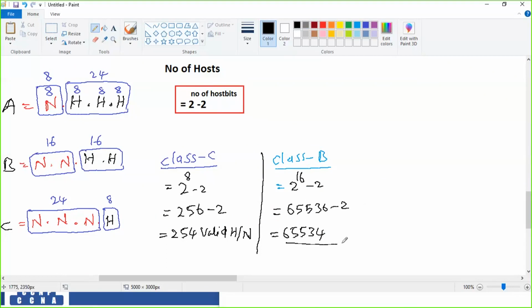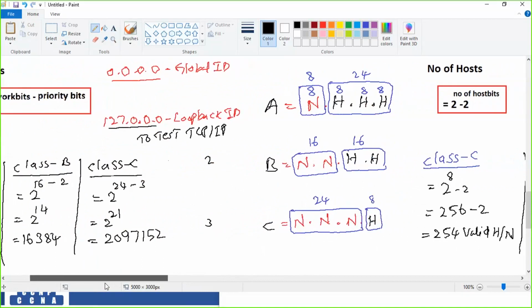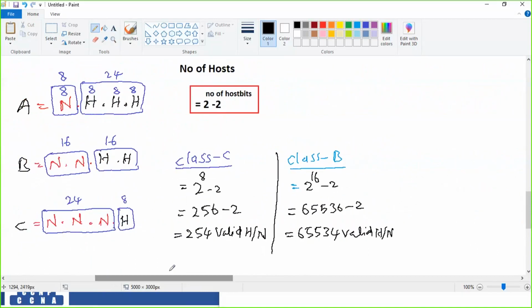So 65,534. What is 65,534? It is the number of valid hosts per network. So in class B, we have 16,384 networks, and for each network there are 65,000 plus IPs actually.